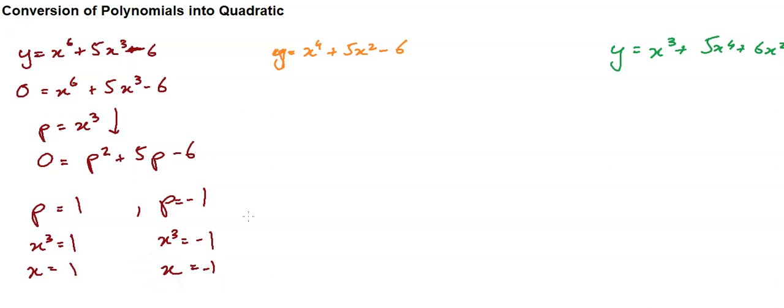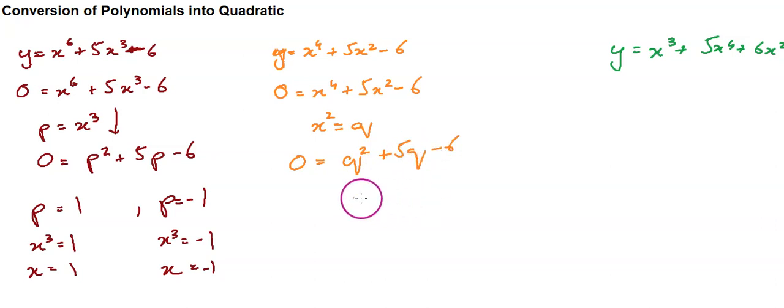Now coming on to the next equation, which is y equals x^4 plus 5x squared minus 6. I need to convert this into a quadratic equation, because again, we only know how to find the roots of a quadratic equation up till now. So 0 equals x^4 plus 5x squared minus 6. I'll keep x squared equals q. So I'll get 0 equals q squared plus 5q minus 6. If I solve this further, I'll get q equals 1 or q equals negative 6.